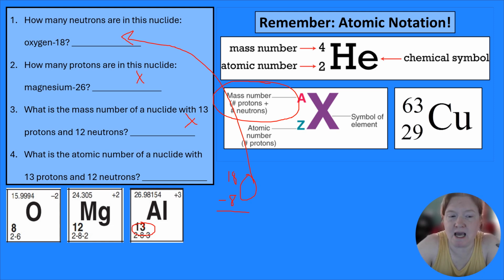And then what is the atomic number of a nuclide with 13 protons and 12 neutrons? So the same nuclide. And again, atomic number is the same as what? The number of protons. So you should have answers for all of those.